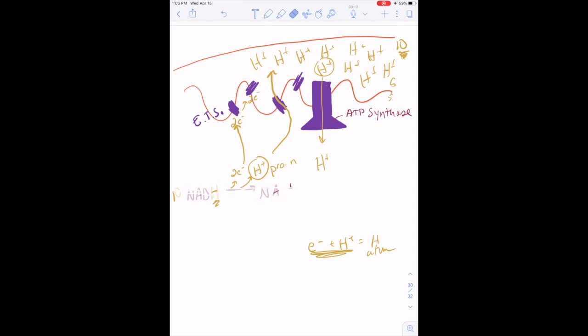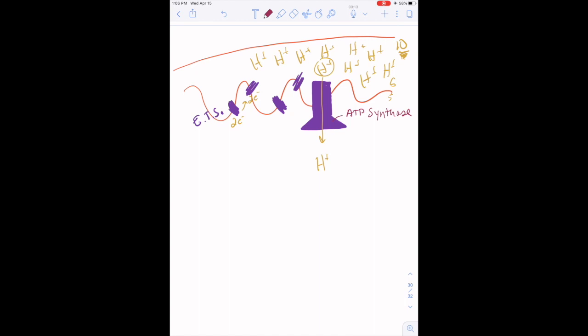I'm going to erase this stuff over here to give us a little more room. And here's the deal. Remember that when a gradient is equalized, this situation that we've got here is very unstable. So when the gradient is equalized, energy is released. Let's write all this stuff down. Let's get a little paragraph going here.